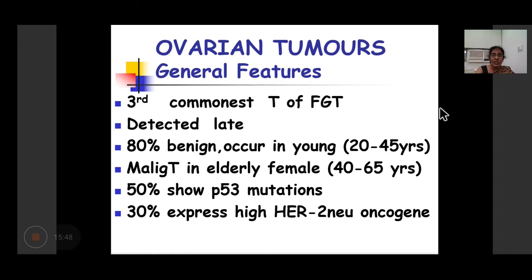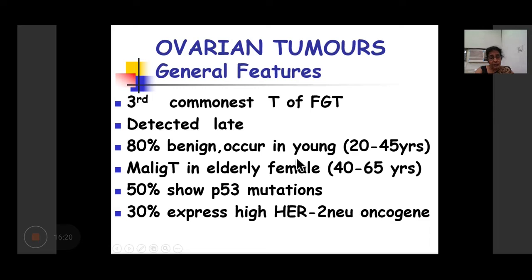Because ovaries are small in size, 3 to 4 centimeters, unless they become huge and big and compress on the surrounding structures or present as a mass in the abdomen, they will not be detected. So generally, these patients present in a later stage, especially with malignant tumors, when they become huge and present with abdominopelvic masses. So that is why the majority of ovarian tumors are detected late. 80% of them are benign, thankfully.